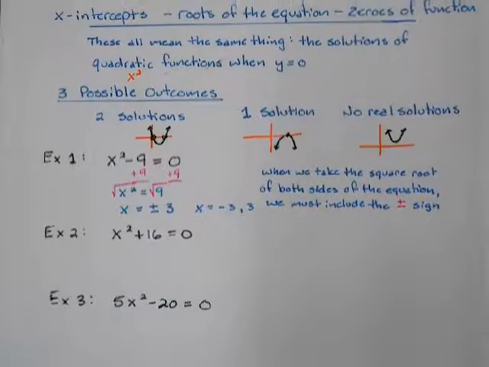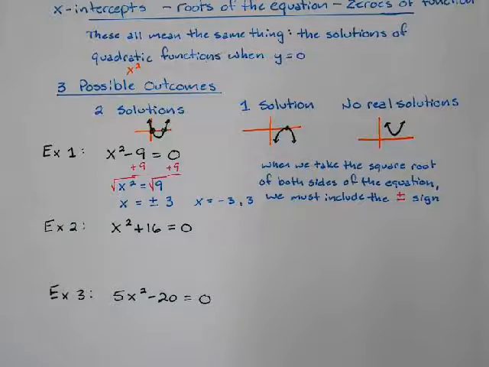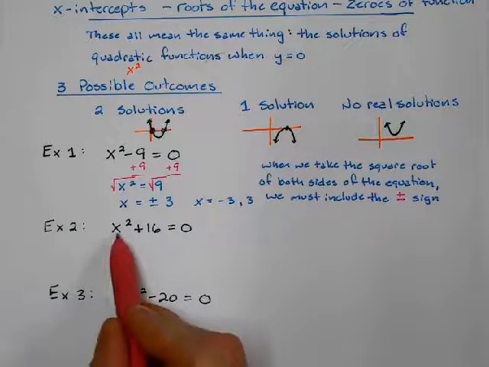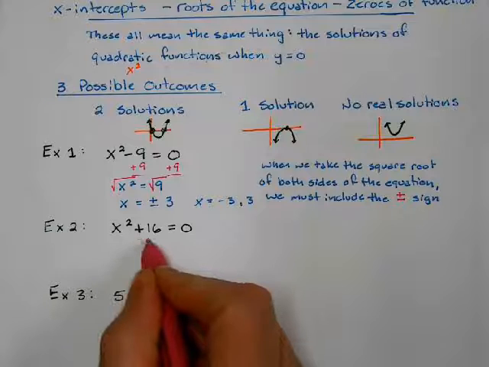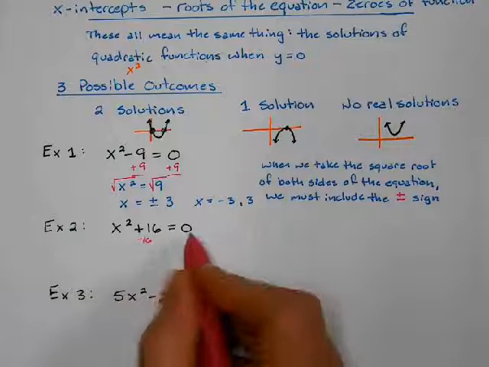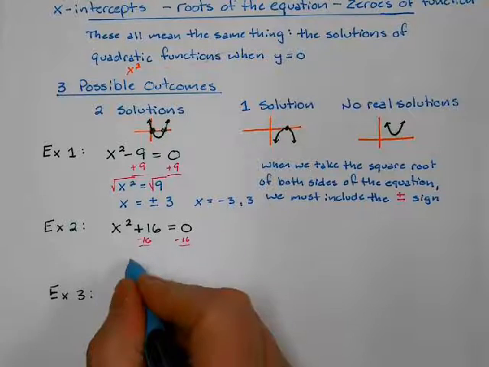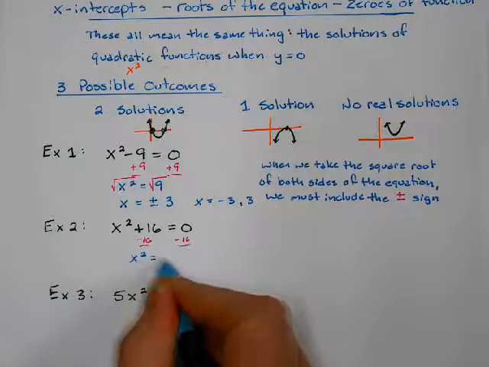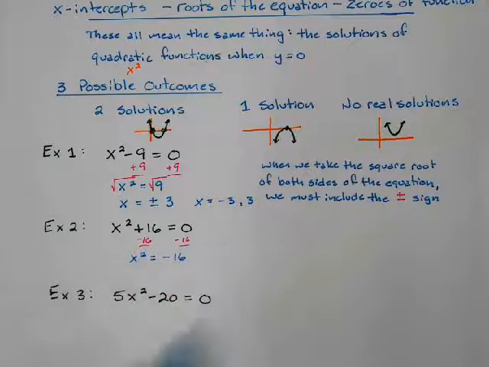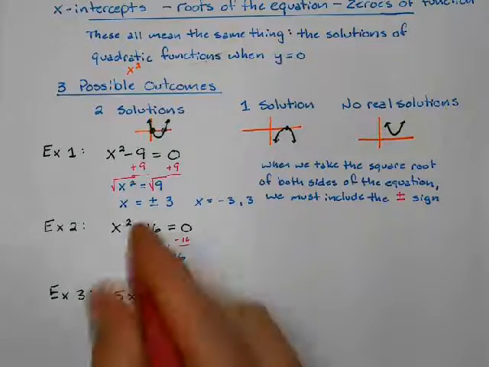All right, example 2. So I said before, we're going to isolate the x squared. So we start by subtracting 16 from both sides. 16, not 6. So that gives us x squared is equal to -16. Then we would take the square root of both sides.